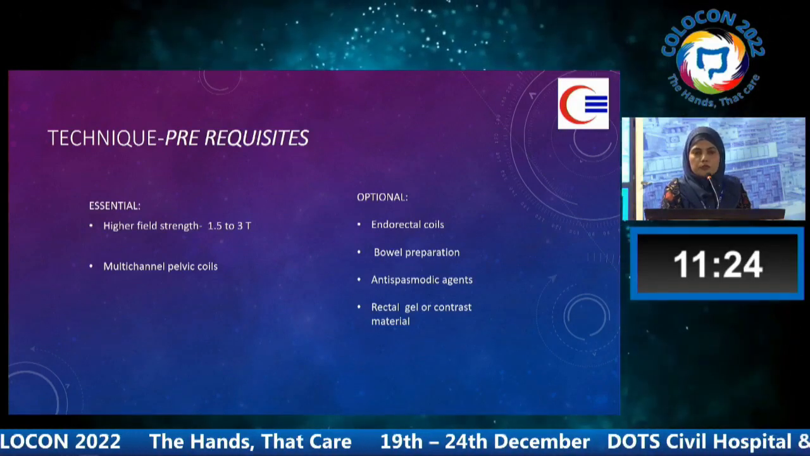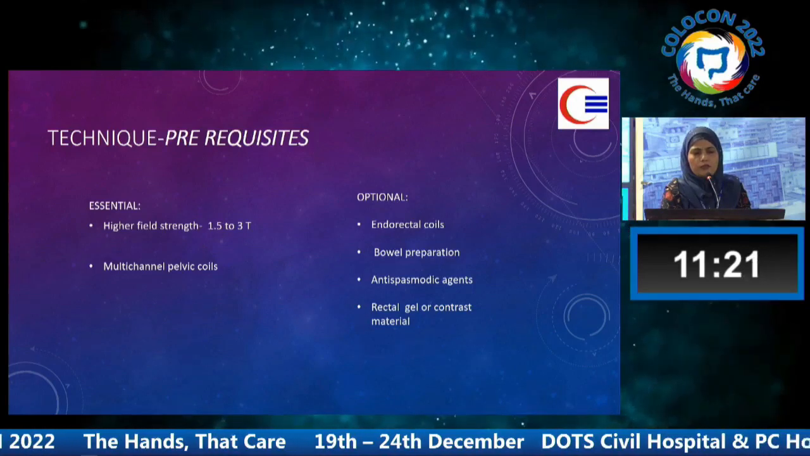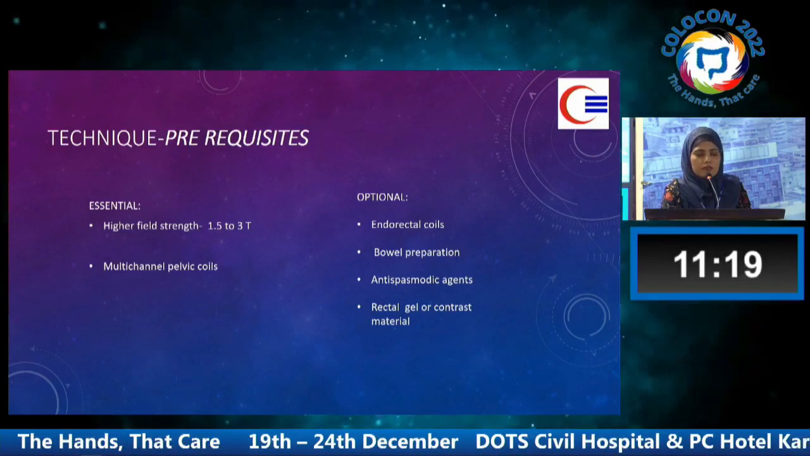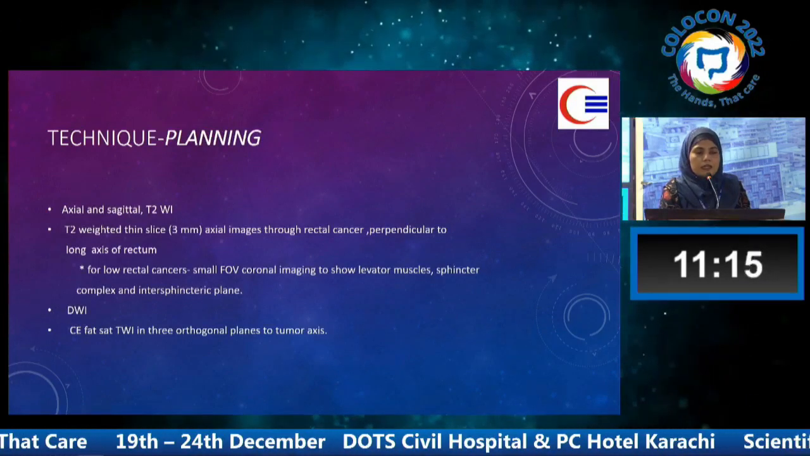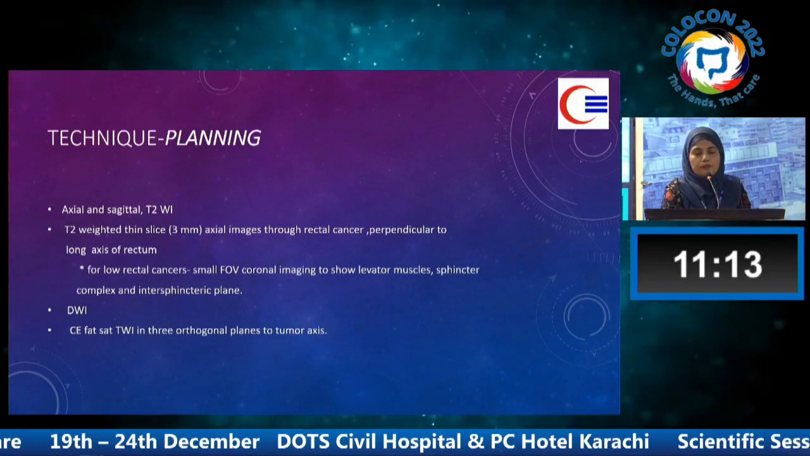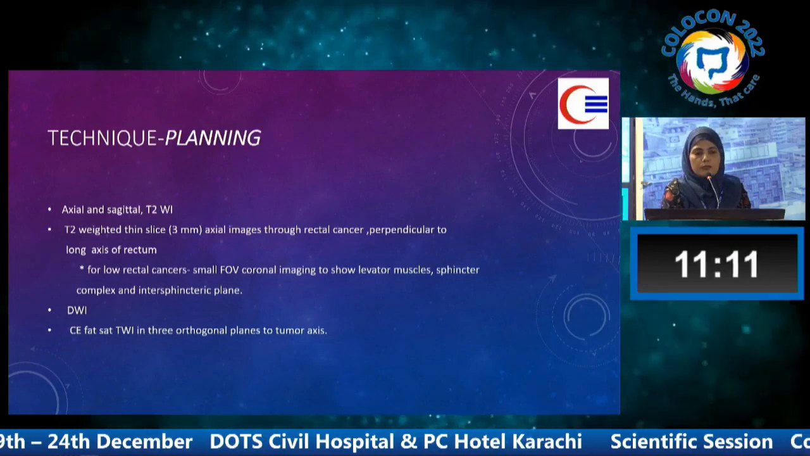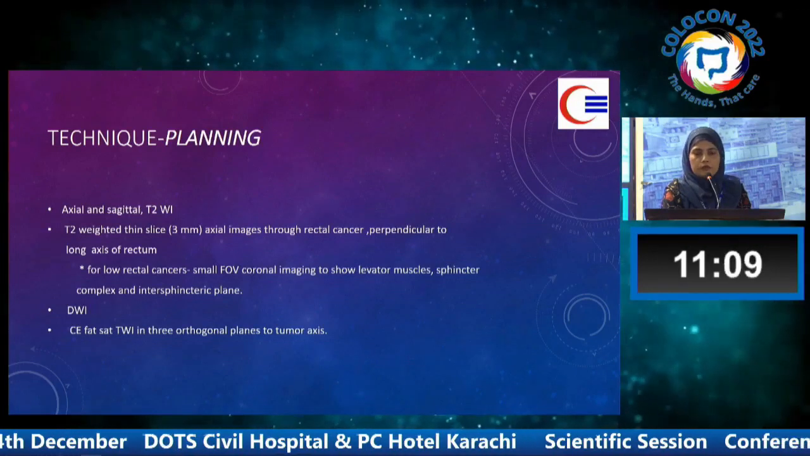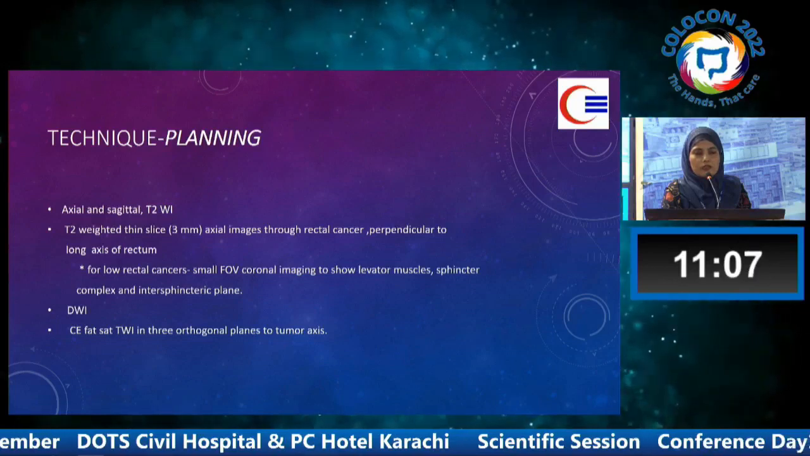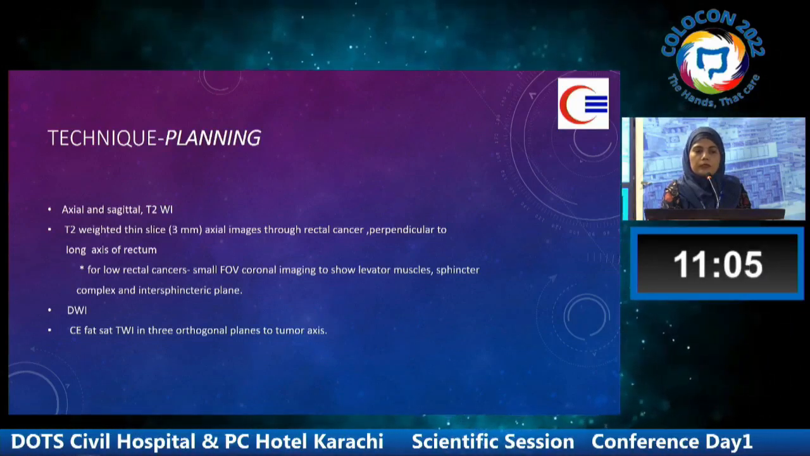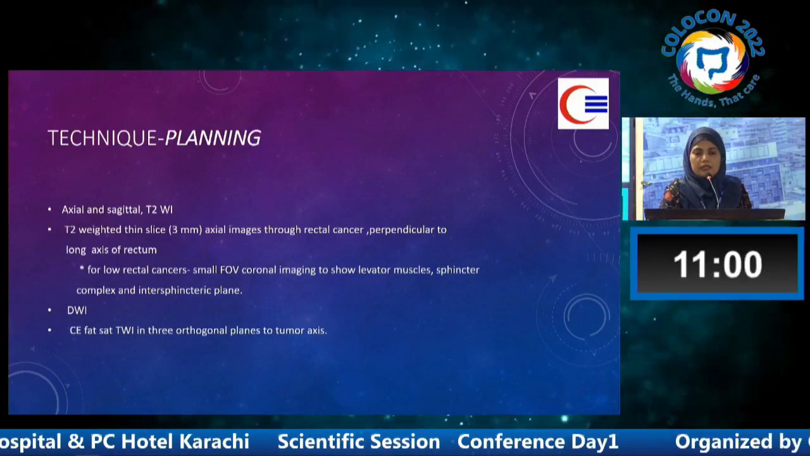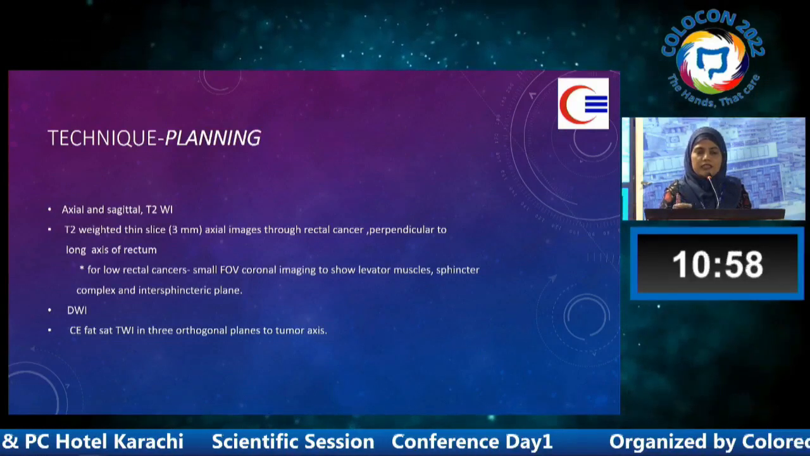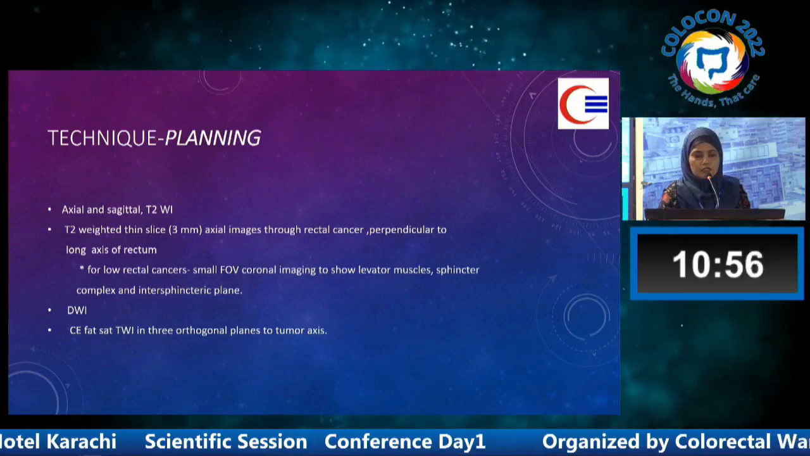I personally don't use any of them, apart from a few cases when I had to use rectal gel for detection of small cancers. In planning, we do large field of view imaging of the whole rectum, including axial, sagittal, and coronal. But the most important thing is the thin axial slices, which are of 3 millimeter, and they are taken in the axial plane which is exactly perpendicular to the tumor section.